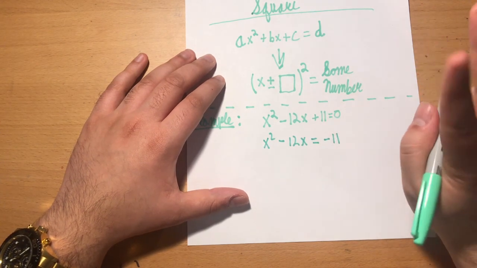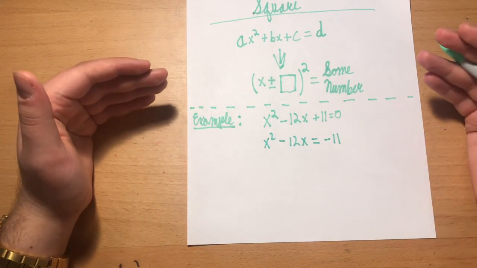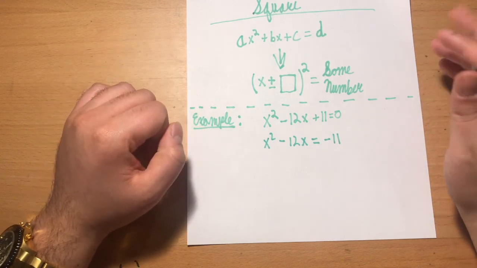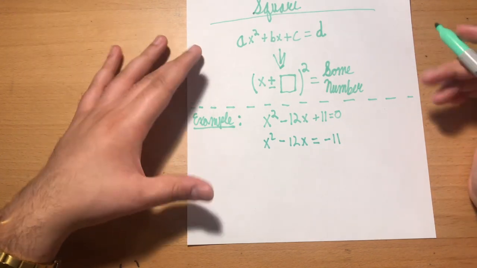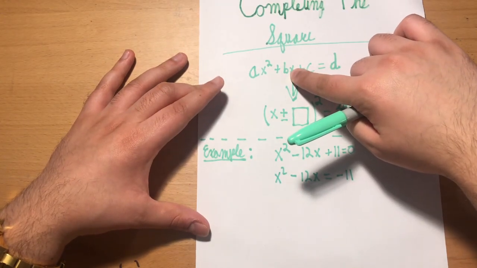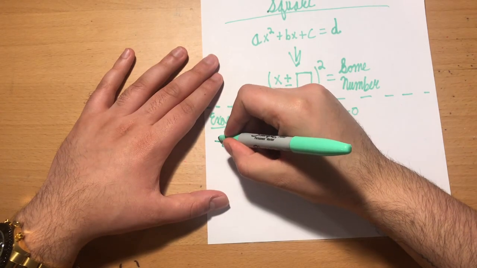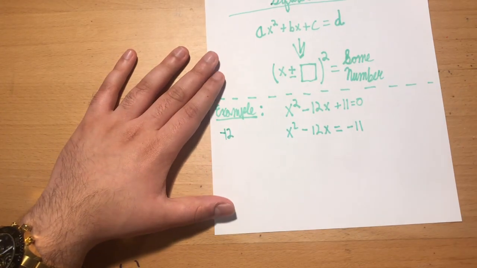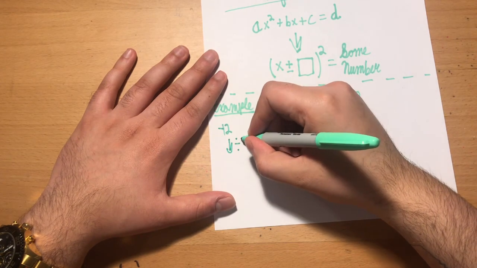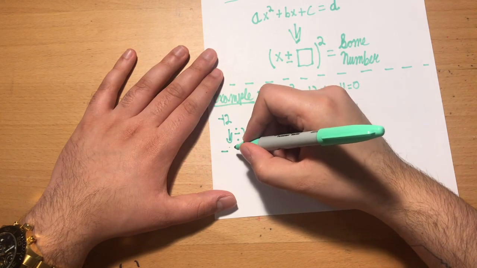Step 2: I need to add a specific number to both sides. How do I find out what that number is? It's an easy method. You see this term here, what would normally be your b term? We're going to take that number, negative 12, and cut it in half. So first, divide by 2, and that gets us negative 6.